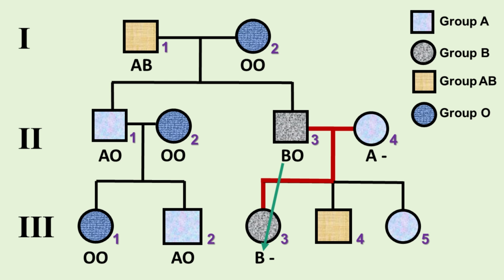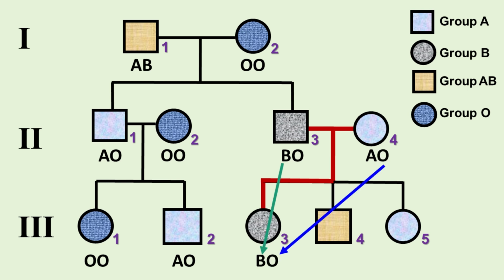Individual III3 has a B-type blood group. This is interesting. Following the path to her parents, her father's genotype is BO and her mother's is A-. As she is a B-type, she received her B allele from her father. Now, what she got from her mother? Obviously not the A allele, because in that case, her blood type would have become AB.